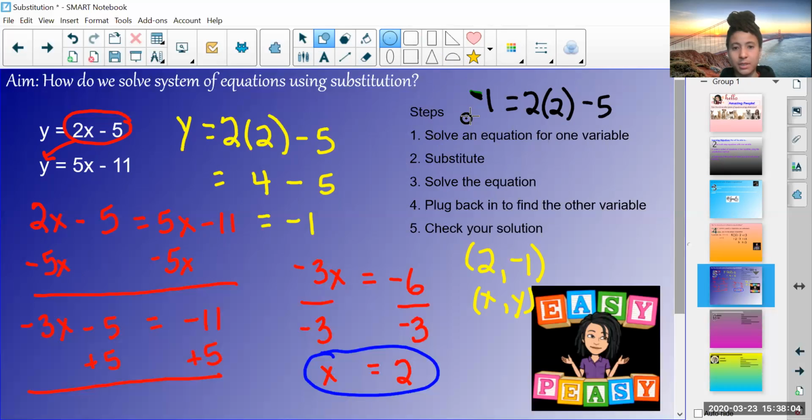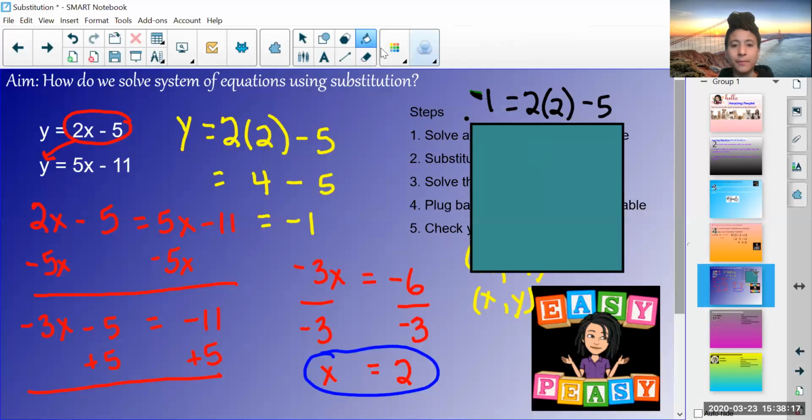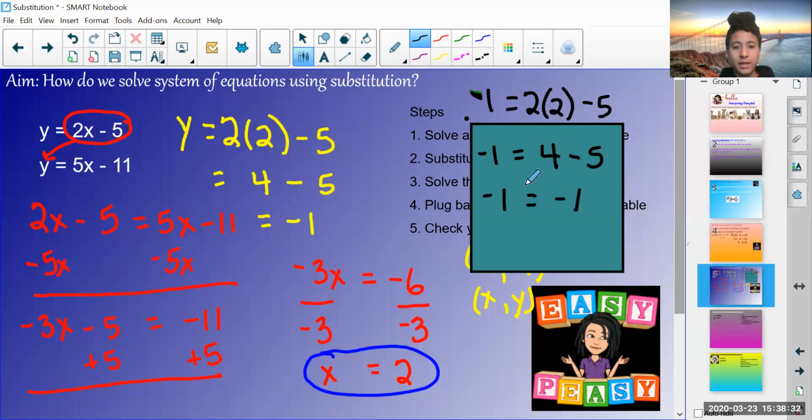You'll see the steps again. Whoopsie. You'll see the space here. Now let's fill it with, I want to go with green. There we go. So we have -1 equal to 4 minus 5. -1 equal to -1. And yes, that checks out. So that is our solution. All right. Moving on to the next one.